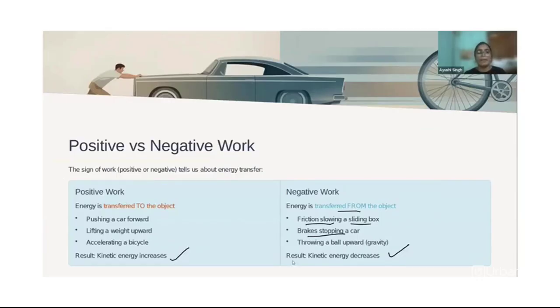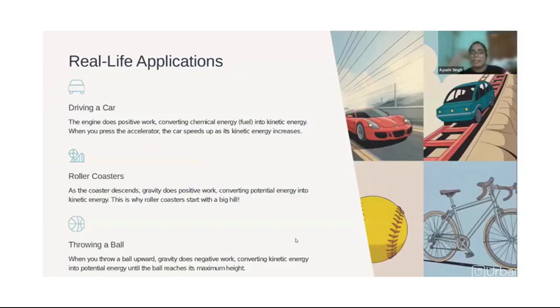Then, driving a car. The engine does positive work here, converting chemical energy into kinetic energy. That's why when you press the accelerator, the car speeds up because its kinetic energy is increasing. In roller coasters, we have already discussed that gravity does positive work and converts potential energy into kinetic energy, which helps the roller coaster move down. And throwing a ball: when you throw a ball upward, gravity does negative work, converting kinetic energy into potential energy until the ball reaches a maximum height, and then from there it falls down.